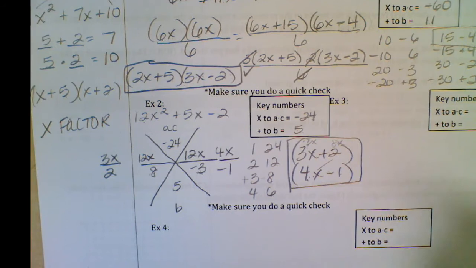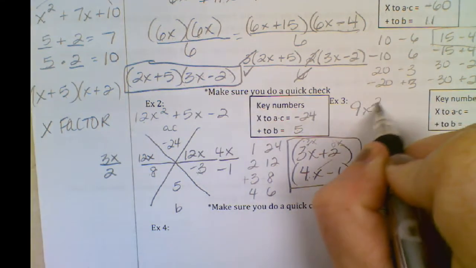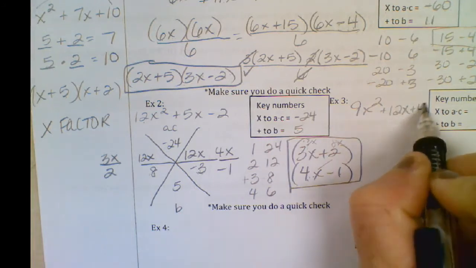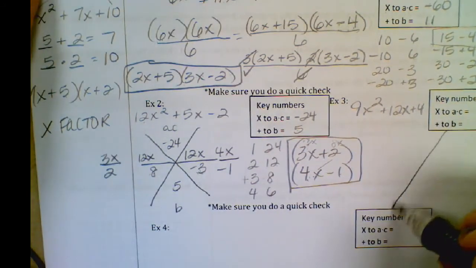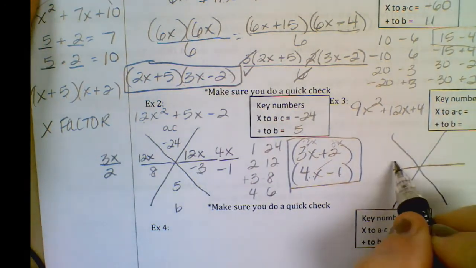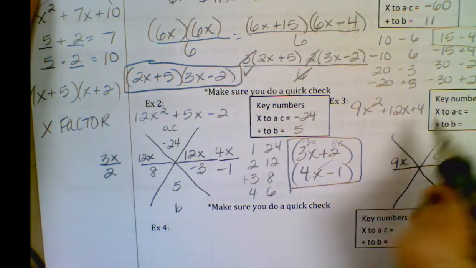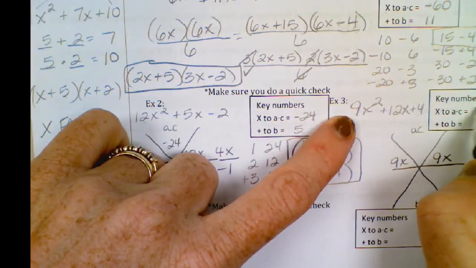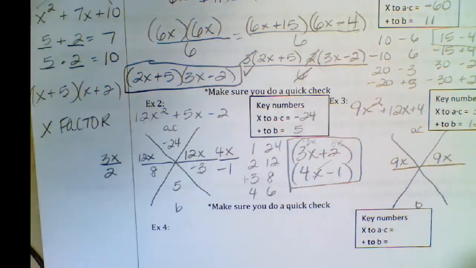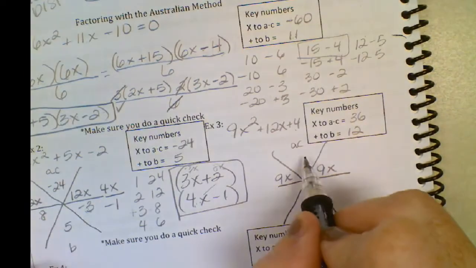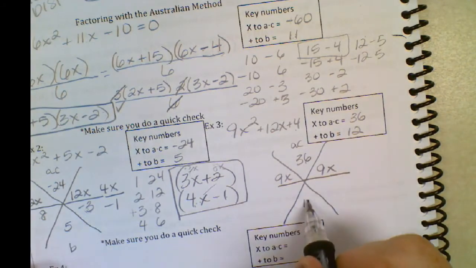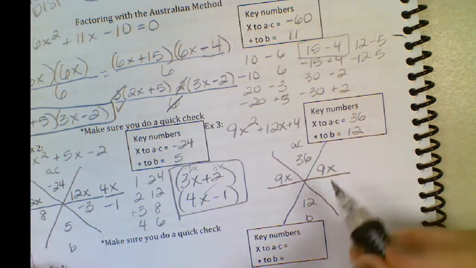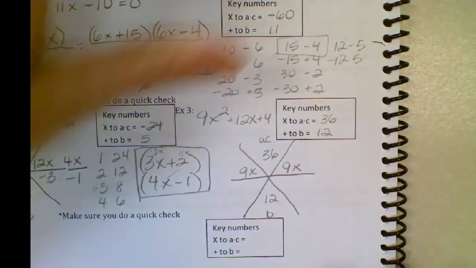Okay, let's do one more of those. So we have 9x squared plus 12x plus 4. So again, my A value and my variable, AC up top, B down below. 9 times 4 is 36, and my middle term is 12. So I need to find two numbers that multiply to 36 that add up to 12. I'm going to show you in class a way to kind of get your factors pretty easily, even when they don't come to you right away.